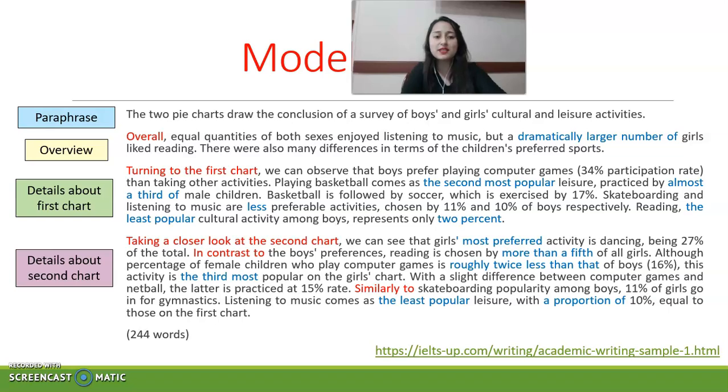So you have paraphrasing, you have an overview, details about the first chart, details about the second chart, right? And I am showing you in red all the connectors, or linking words, this person used, and in blue you can see the language related to qualifiers. In this case I have superlatives. I think there are some comparatives as well, and percentages. In that way you are varying your language. And the total number of words for this sample is 244 words.